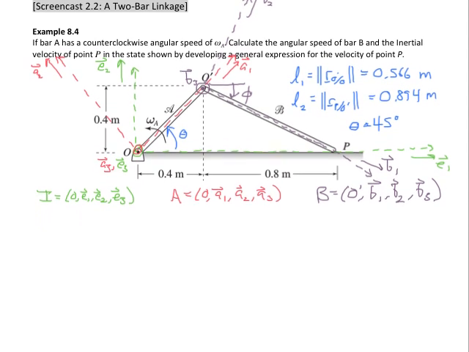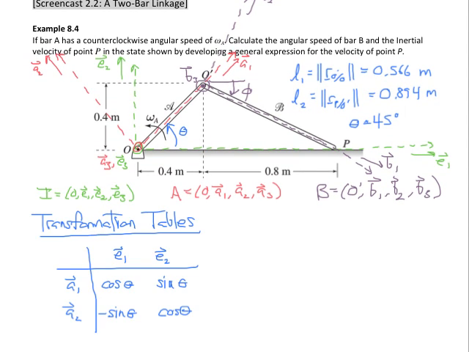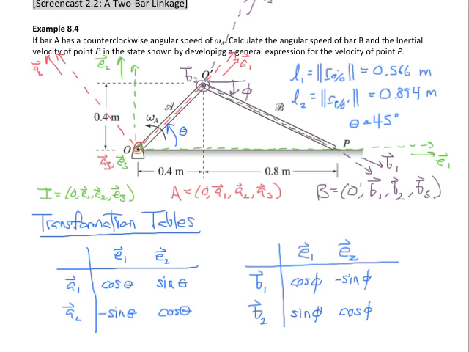We have two transformation tables for this problem. We defined our A reference frame with respect to the inertial reference frame, so our first transformation table relates E1 and E2 to A1 and A2. In a similar manner, we defined the reference frame for bar B with respect to the inertial reference frame. Now it was with a positive clockwise angle phi, and so our transformation table looks different, in which the negative sign is relating B1 to E2 instead of the negative sign relating B2 to E1.